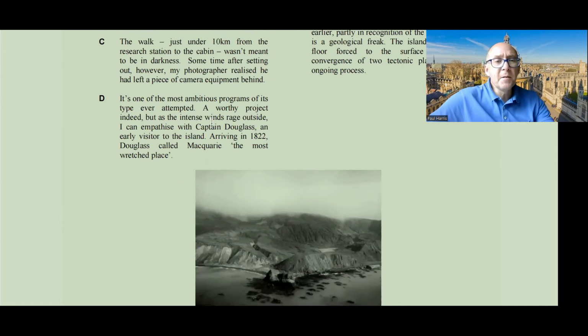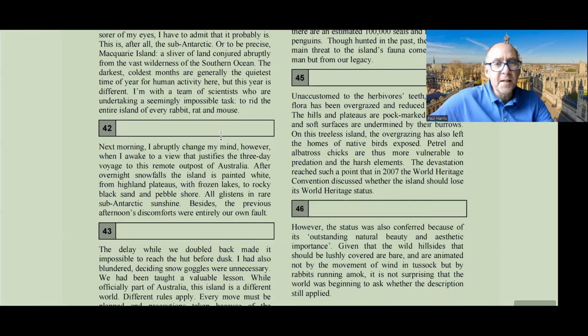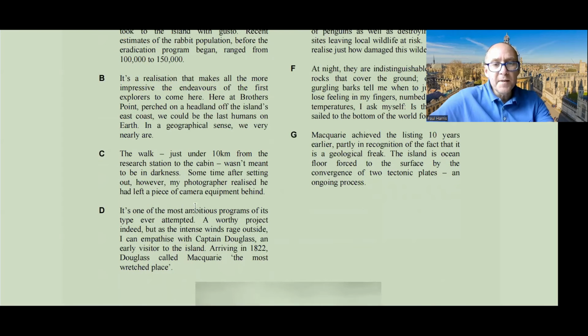Let's look at D, the most ambitious program of its type, a worthy project. So this may well be a possibility, because we could definitely say that one of the most ambitious programs of its type could well fit with this sentence when he talks about a seemingly impossible task, getting rid of these animals from the island. This could well fit with this ambitious program because it does sound very ambitious. If you think about getting rid of these animals from an island, I would say that's fairly ambitious.